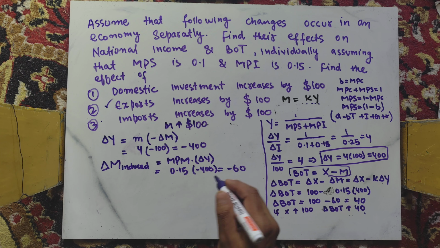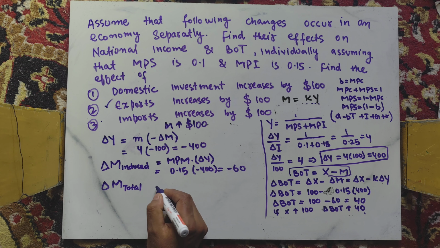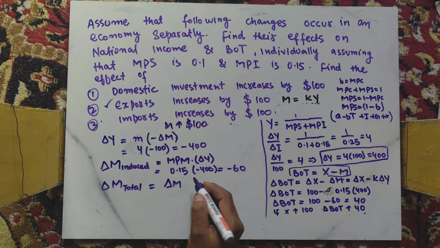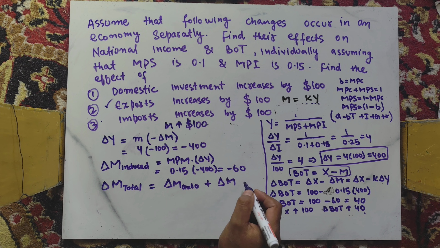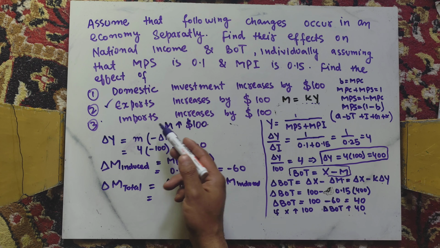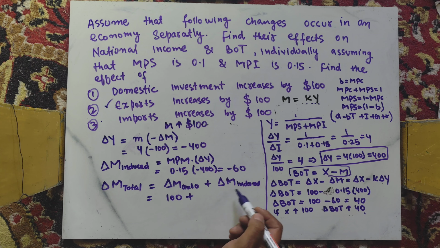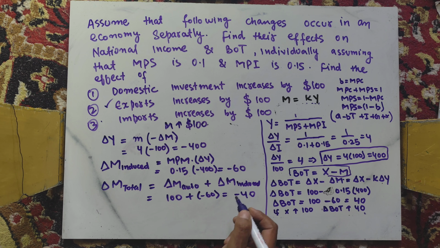Now what will be the total change in the imports? So total change in the imports will be equal to the autonomous change plus the induced change in the imports. What will be the autonomous change in the imports? Since imports had increased by 100, let's write 100 plus the induced change, which we got as negative 60, so we'll get 40.